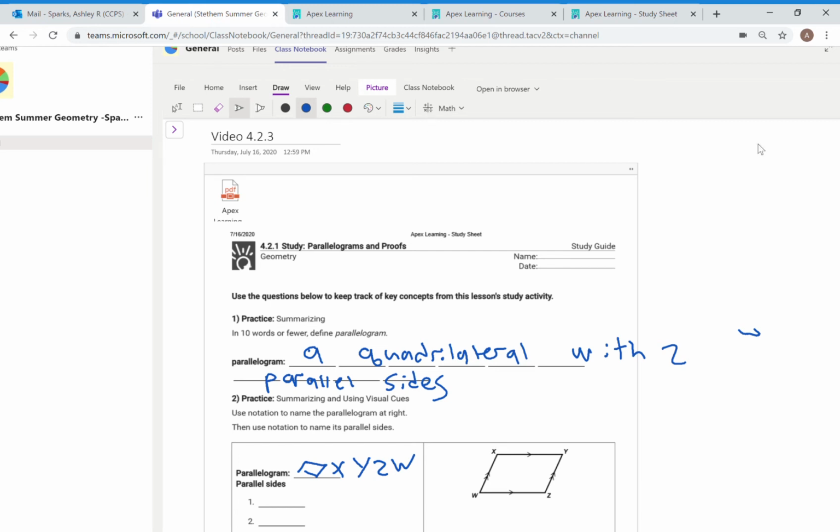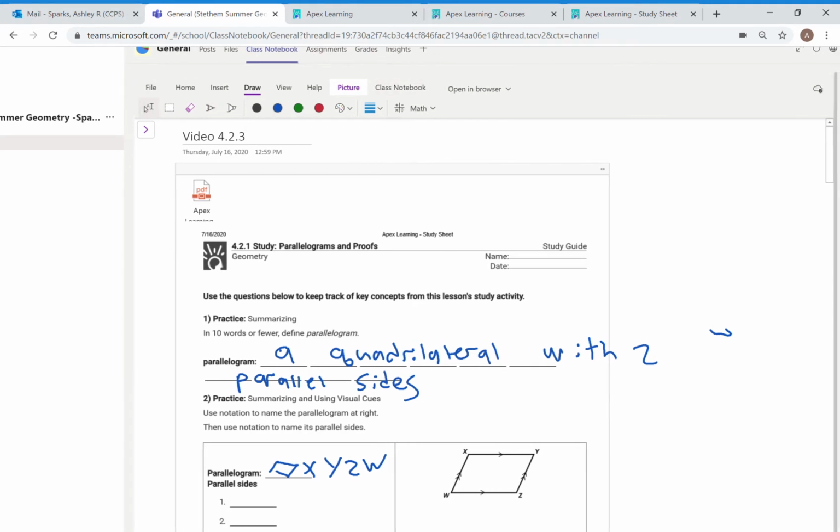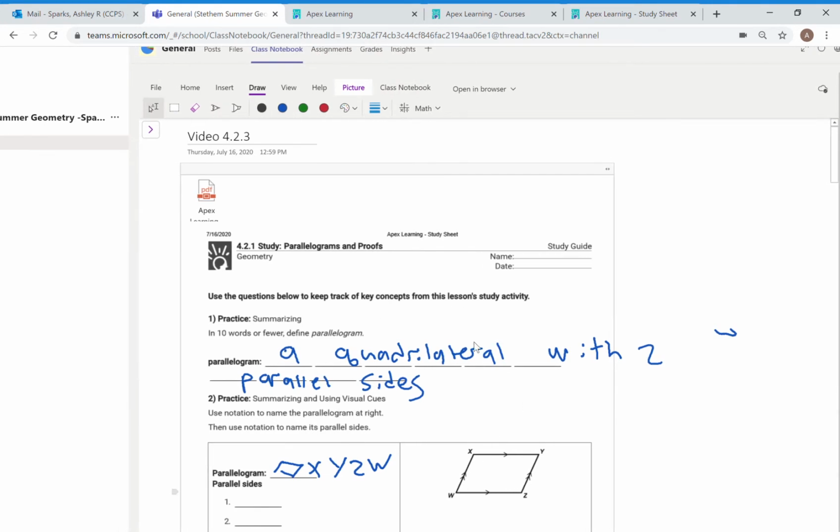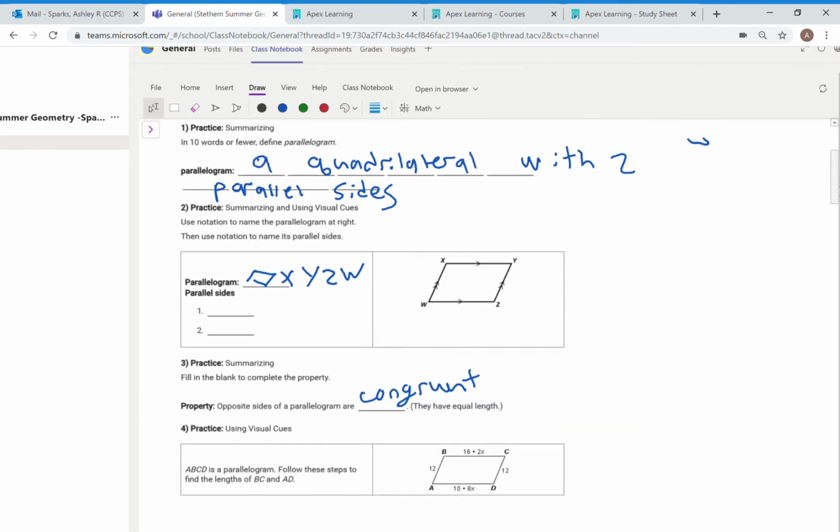So this is going to be for 4.2, and we are starting in on some parallelogram action. Okay? So parallelograms, you can see the definitions. They are quadrilaterals, meaning they have four sides, with two parallel sides. So this would be an example of a parallelogram.